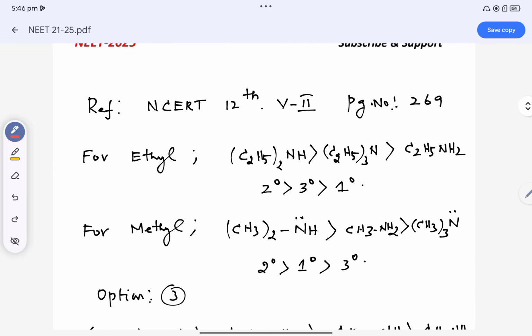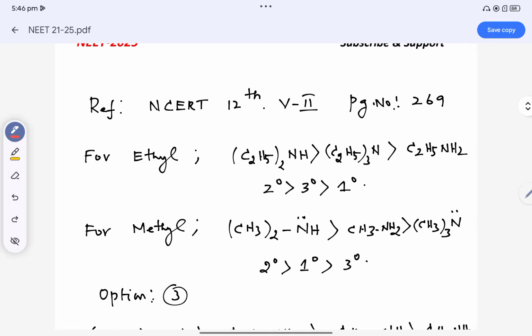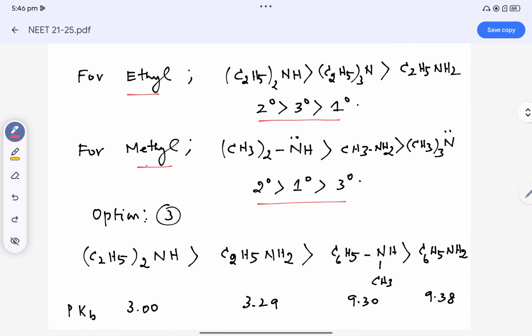So this is your reference. The basic strength of amines is discussed in the NCERT 12th standard book, volume 2, page number 269. All the elaborated details regarding the basic strength of amines are present there. For the ethyl group, the order is this one. For the methyl group, the order is this one. Make use of this.